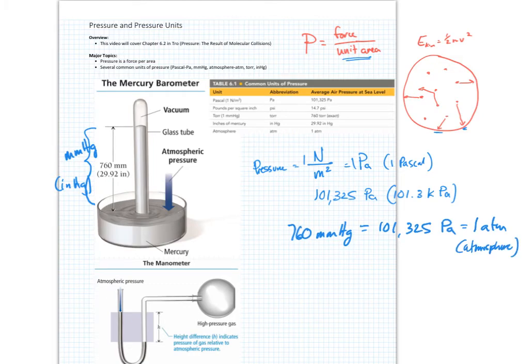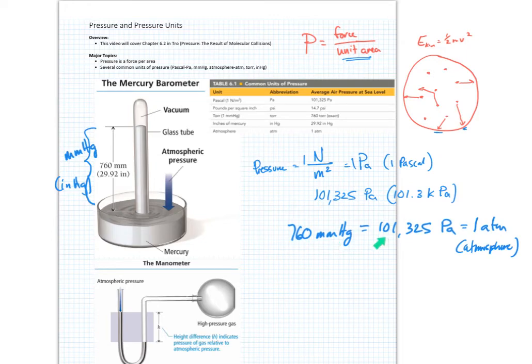So 1 atmosphere is the average air pressure measured at sea level. So typically it's about 1 atmosphere at sea level. As you go up in elevation, you would anticipate the pressure to be less, because there are fewer gas molecules the higher in elevation you are. So these are conversions we should know.